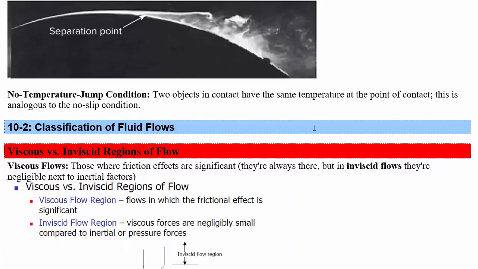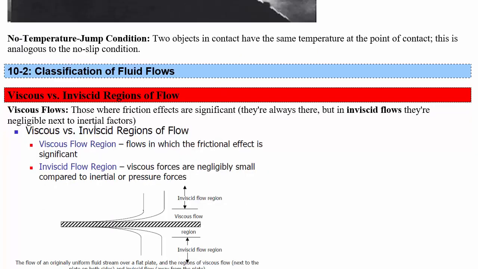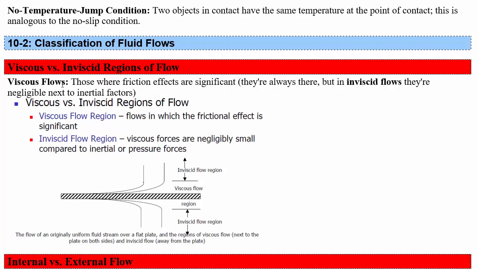More terms in 10.2, classification of fluid flows, viscous versus inviscid regions of flow. A viscous flow is one where the viscosity, or the viscous effect, is important. So flows in which the frictional effect is significant, whereas inviscid flow means the viscous forces are negligibly small compared to inertial or pressure forces. They're always there, they're just not necessarily important compared to what else is going on.